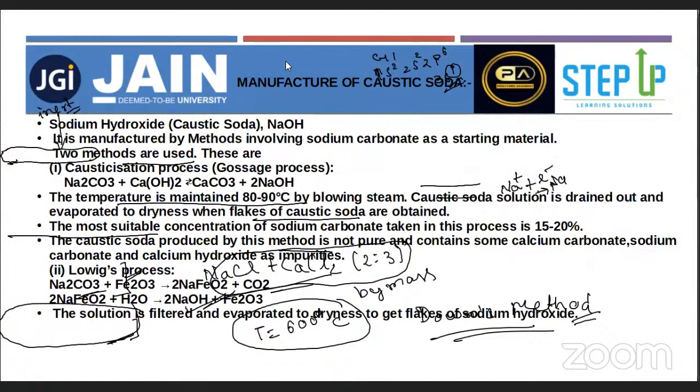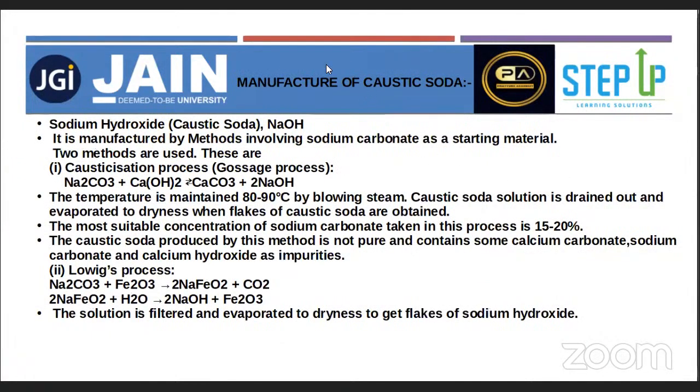Okay. Now next, you have to know the manufacturing of caustic soda. Caustic soda is nothing but sodium hydroxide. You have two methods of doing it. From NaCl, there is an electrolysis method. But for your syllabus, they want the methods that start from sodium carbonate. Using sodium carbonate as the starting material, we have two processes. One is the causticization process, which is known as Gossage's process.